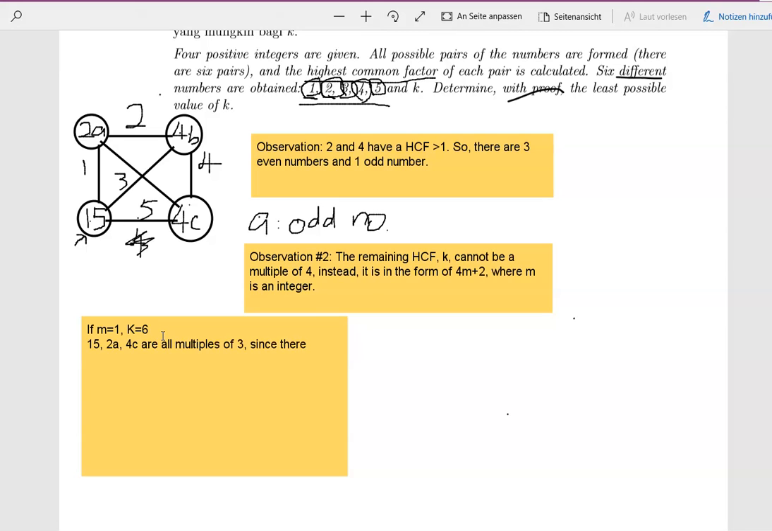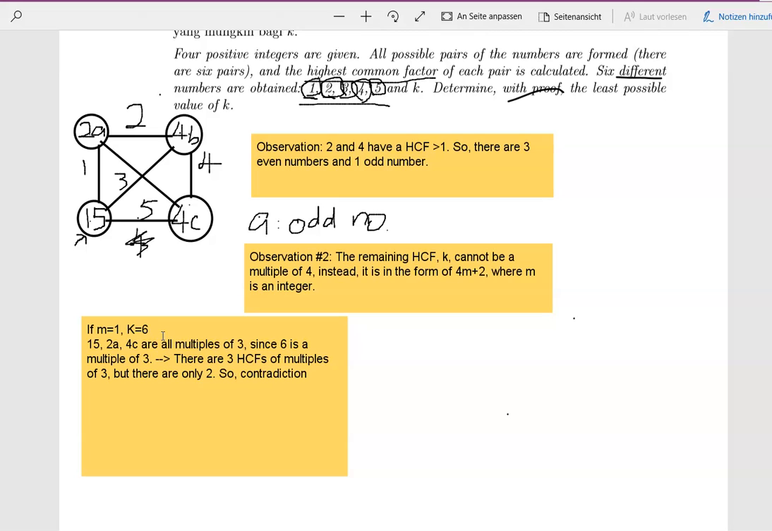Since 6 itself is a multiple of 3, this should imply that there are 3 HCFs of multiples of 3. But okay, this is the exciting part: there are only 2. So, contradiction.